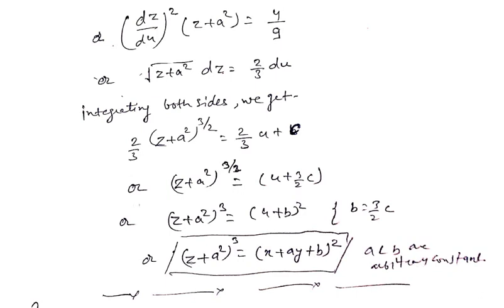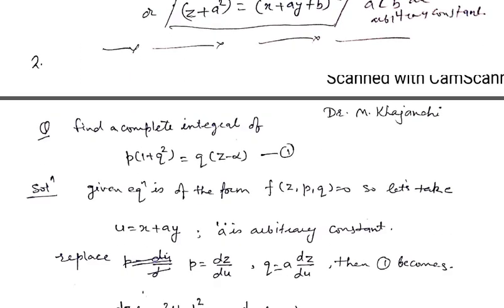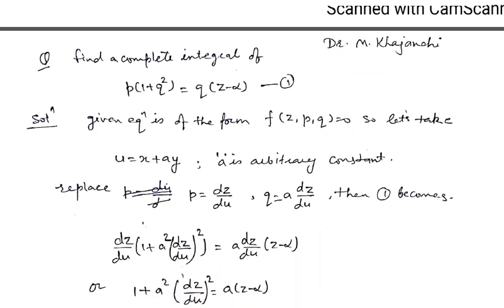So in this way we will find the solution if the given non-linear partial differential equation is present in terms of p, q and z only. Let's take another problem.